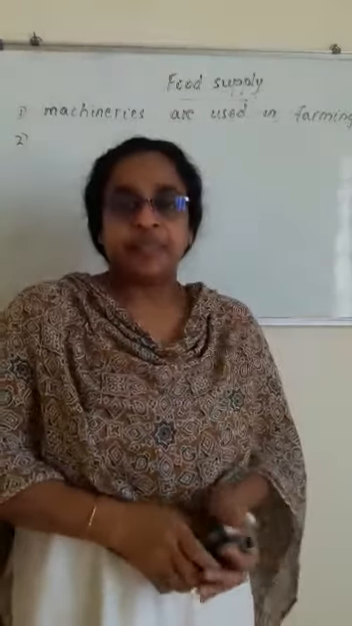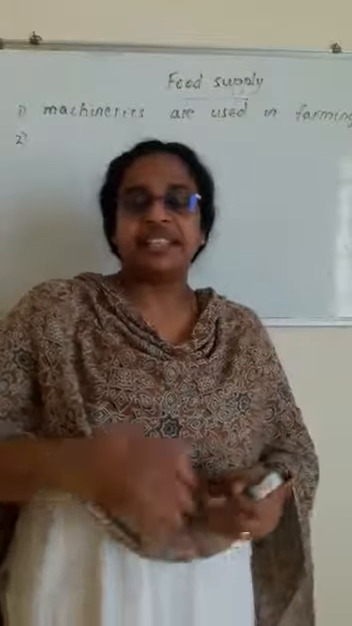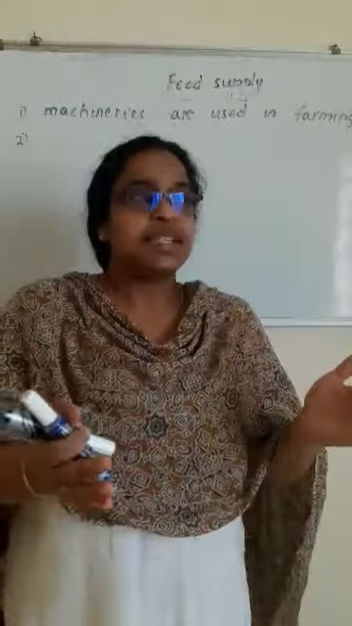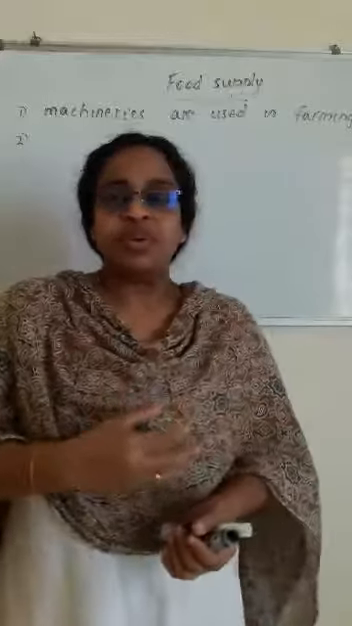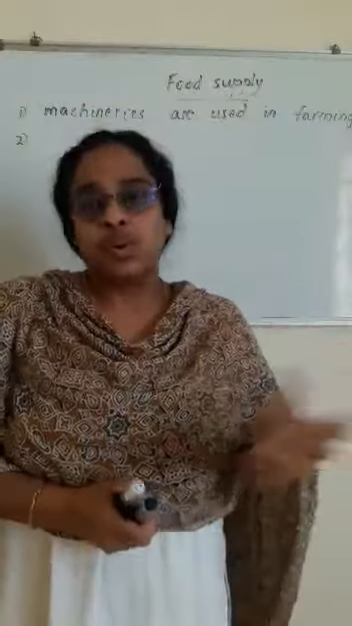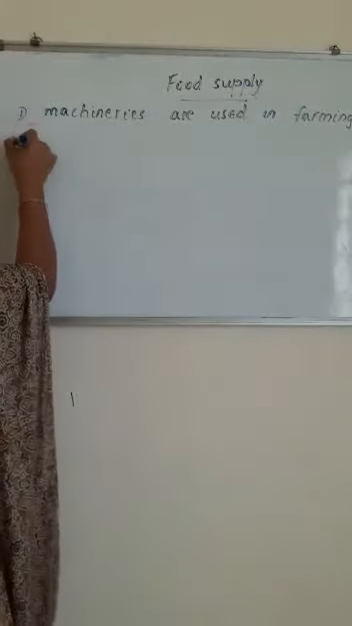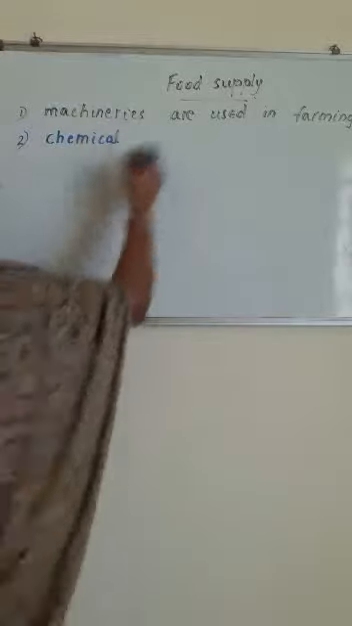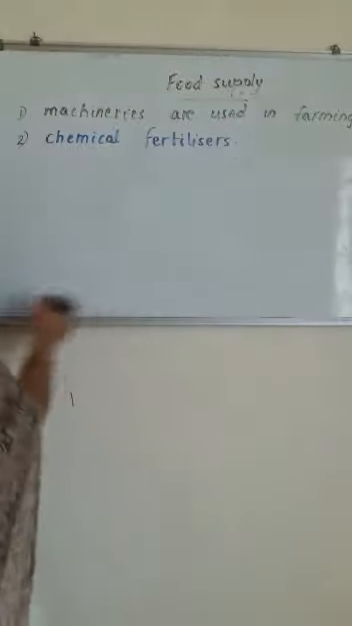Second thing is, we are using fertilizers. You have seen fertilizers. Fertilizers are the extra nutrients that are added to the soil so that the plants can get more nutrients. So once they get more nutrients, they will grow fast and they can give more yield or crops. Okay, so that is another thing. So the second thing is, we can say chemical fertilizers. This is also an added advantage of modern farming.